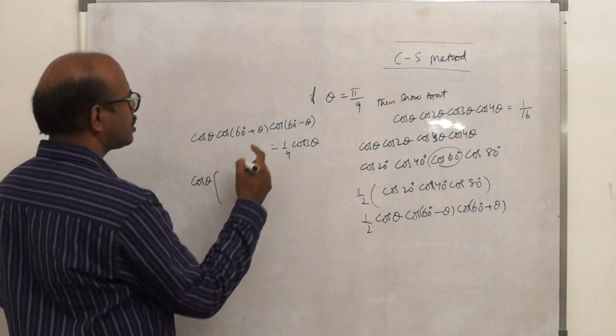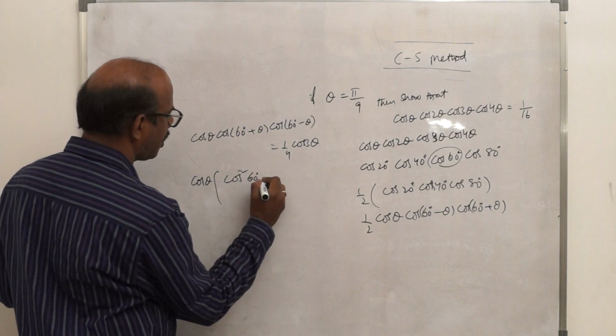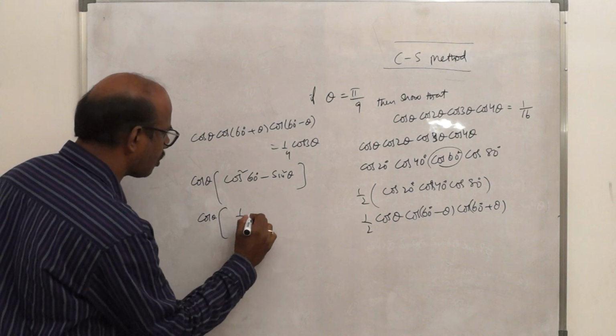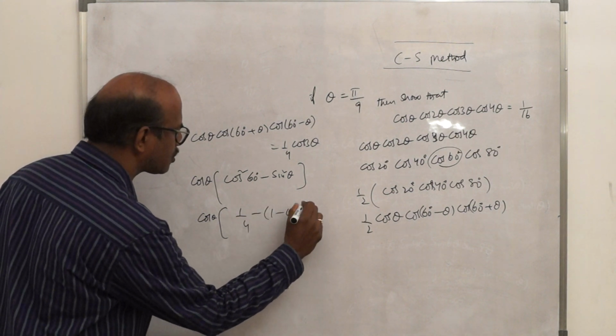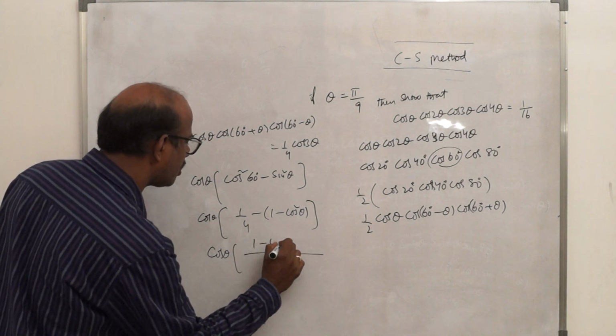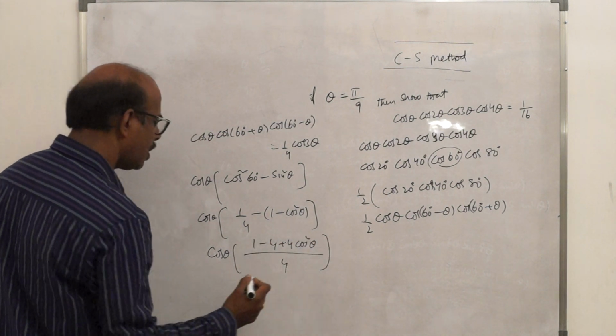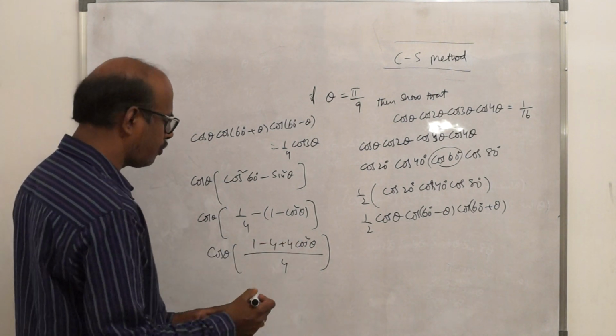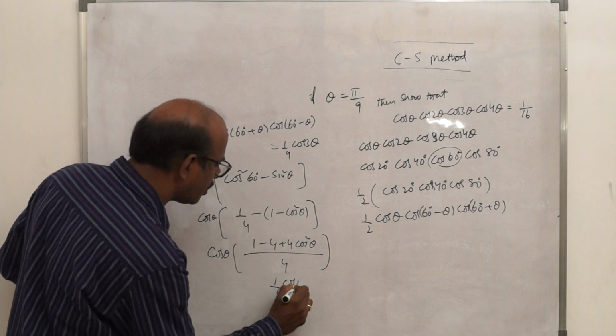Concentrate. Cos(A+B) into cos(A−B) is cos²A − sin²B. Now cos 60 is 1 by 2, whole square is 1 by 4, and this will be 1 minus cos², taking LCM 4, it will be (1 − 4 + 4cos²) minus 3. So cos θ cos(60−θ) cos(60+θ) equals (4cos³θ − 3cosθ)/4, which is 1 by 4 cos 3θ. That is the result.